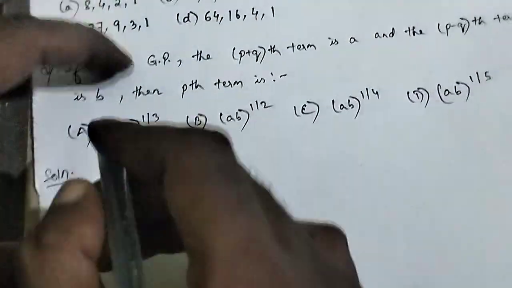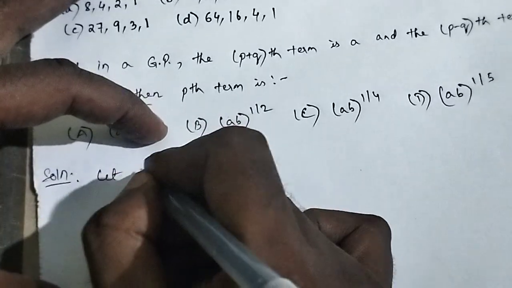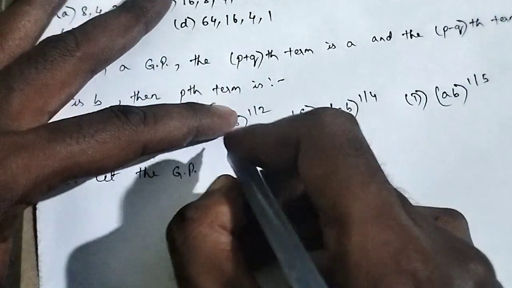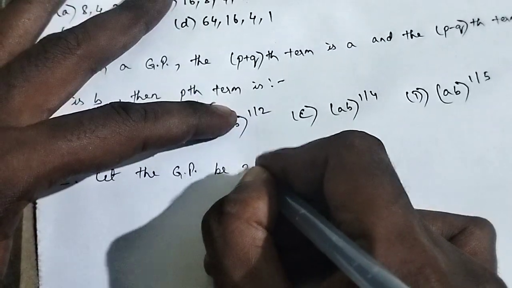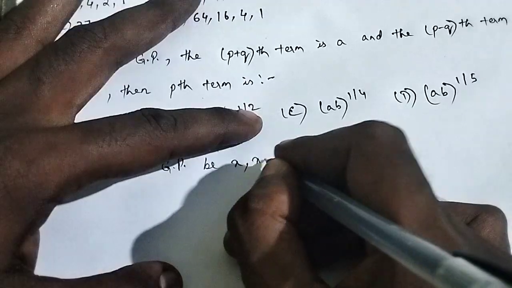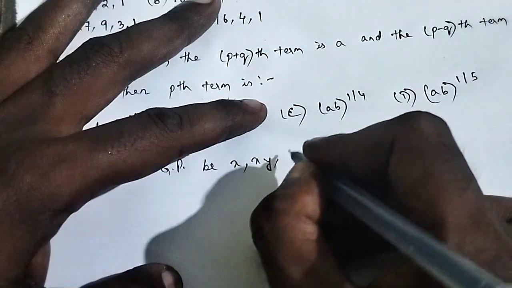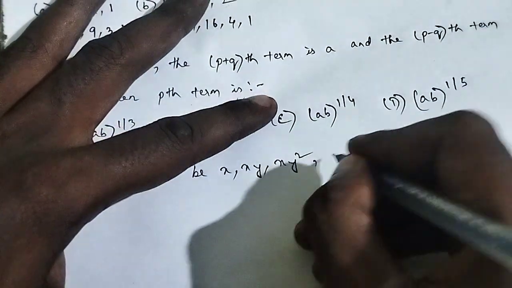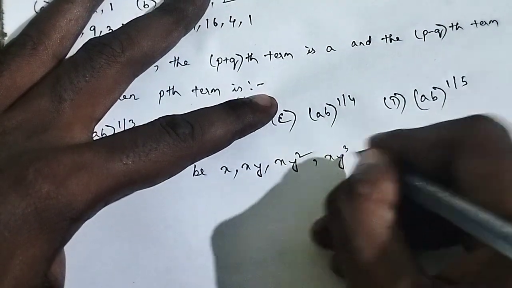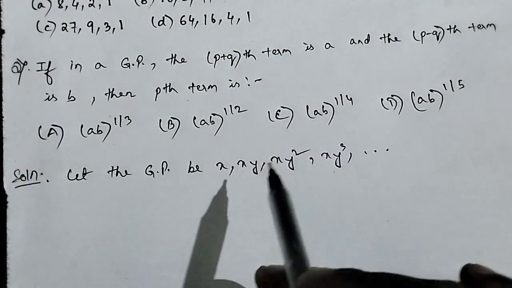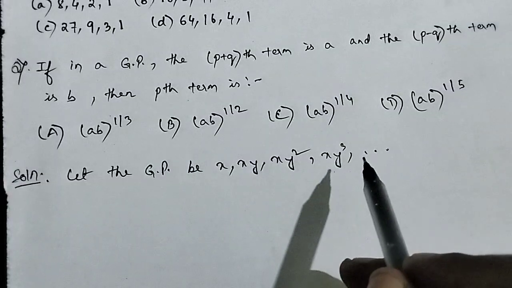Let us assume, let the GP be x, this is the first term, then xy, then xy square, then xy cube. In this way it will continue. Okay, let this be the GP. x, xy, xy square, xy cube, and this way continue.